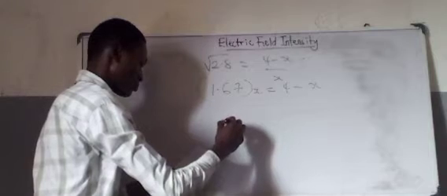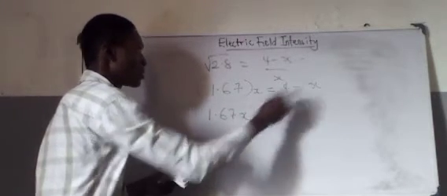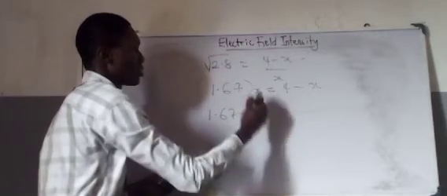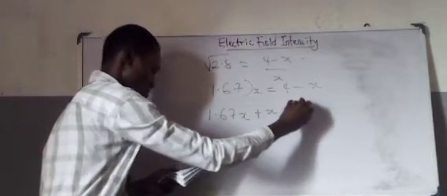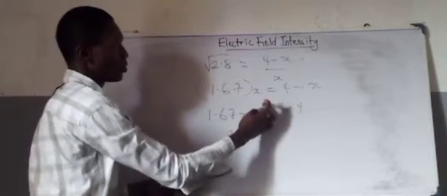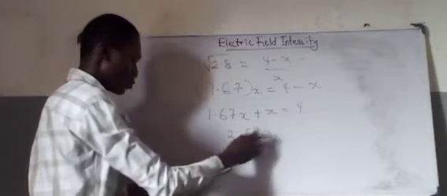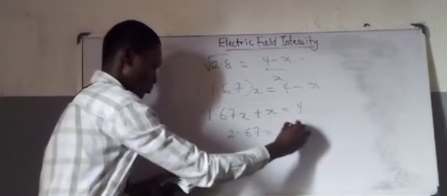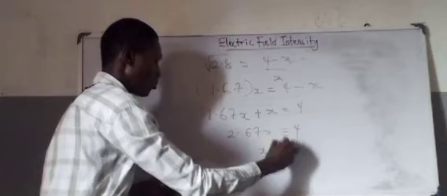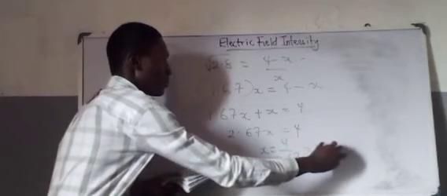So what we have is 1.67x. Minus x coming here, we have plus x equals 4. So we have 2.67x because we know that there is a 1 here. So 1.67x plus 1x will give us 2.67x equals 4. So x becomes 4 divided by 2.67, and our x is 1.5 meters.